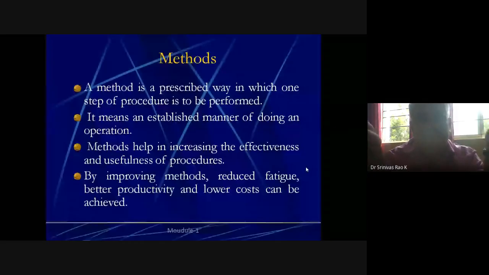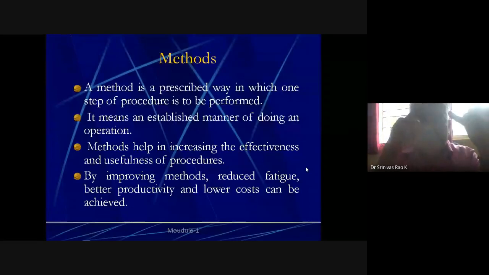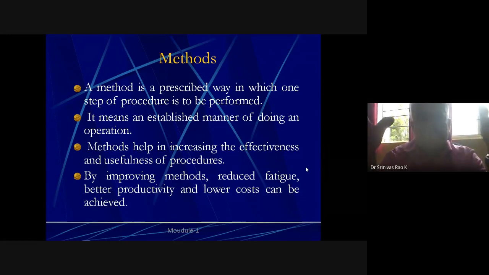Something called methods. These are all part of planning. See how many things are there in planning: your guidelines, objectives, methods, procedures, policies, all in your planning process. You must be thinking planning means only simple planning. No, so many things are involved.